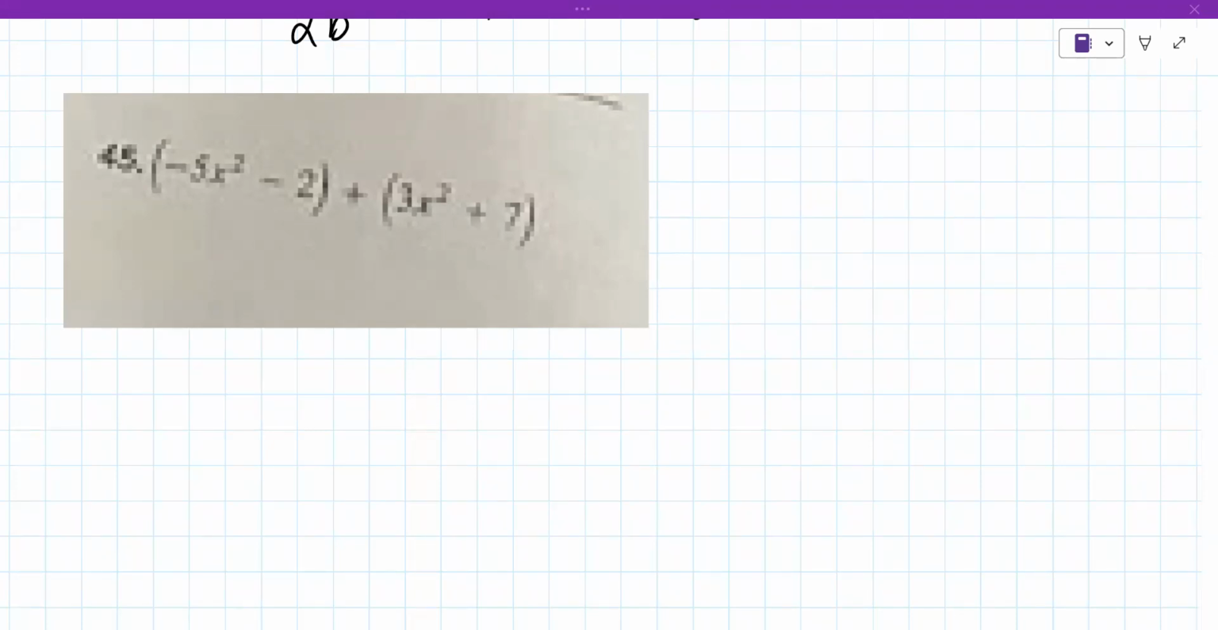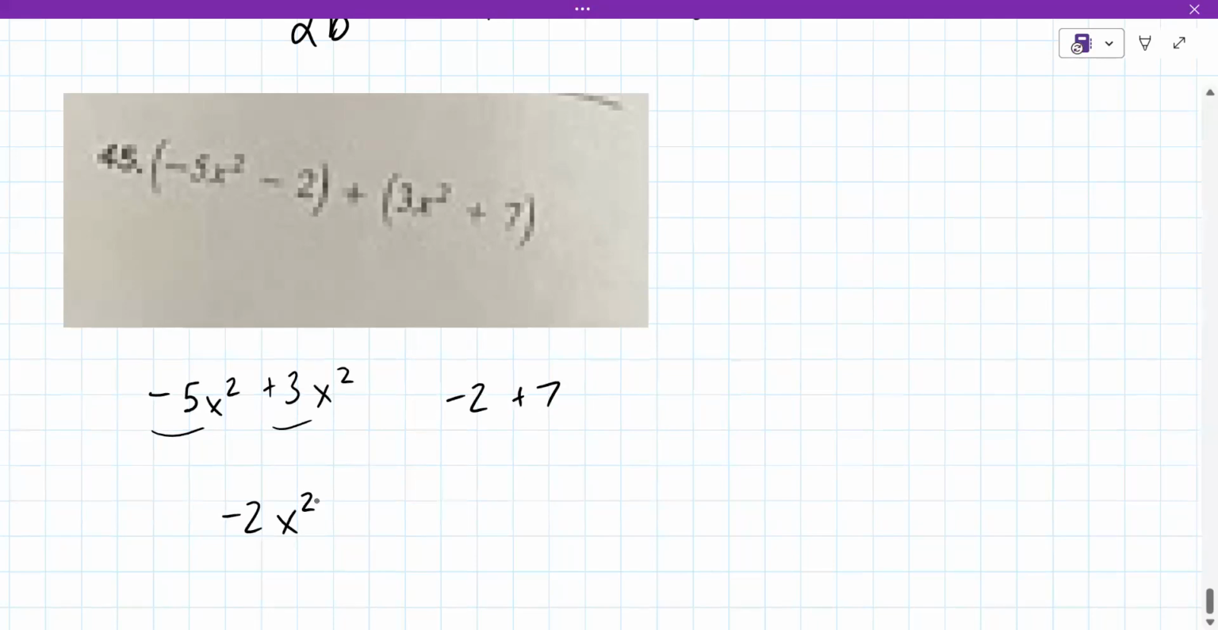2x squared plus 5. I'm close here. It's minus 5x squared plus 3x squared, right? Got minus 5 plus 3. So that's negative 2x squared. And then, yeah, the minus 2 plus 7, that becomes plus 5. Okay.